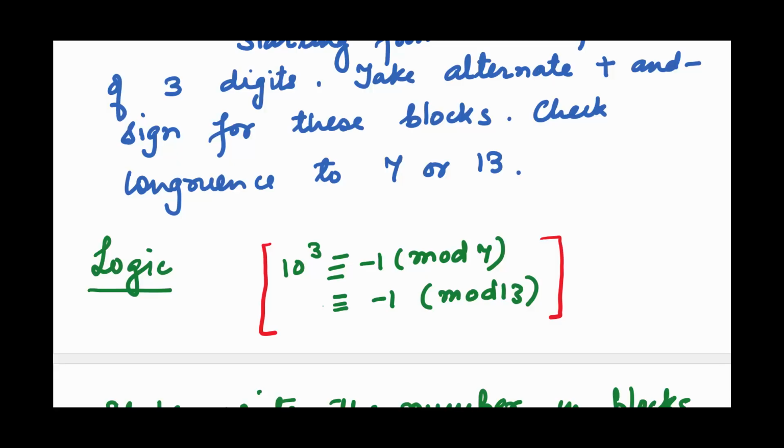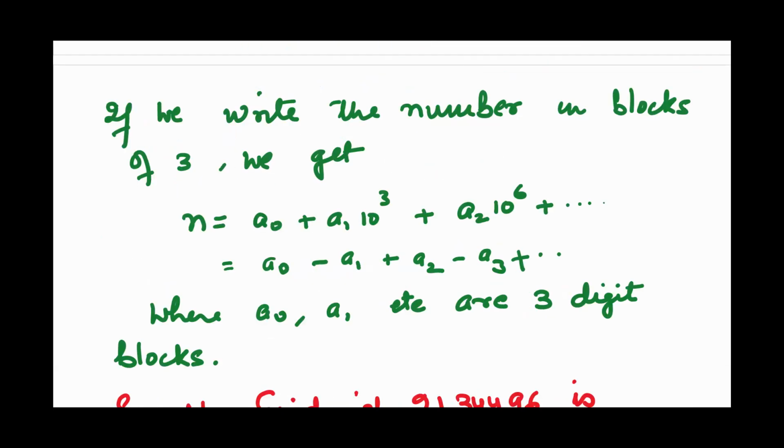We know that 10 to the power 3 is congruent to minus 1 mod 7. 10 to the power 3 is also congruent to minus 1 mod 13. If we write the number in blocks of 3 digits, we get n = a0 + a1·10^3 + a2·10^6 + ... Now starting from the last digit a0, we take alternate signs: a0 minus a1 plus a2 minus a3, where these are the 3-digit blocks.